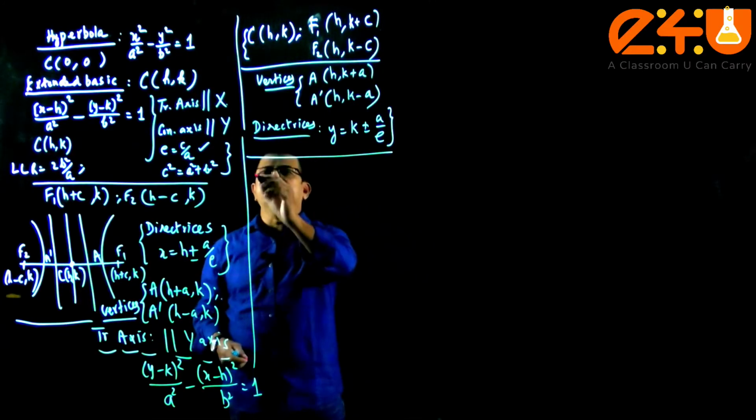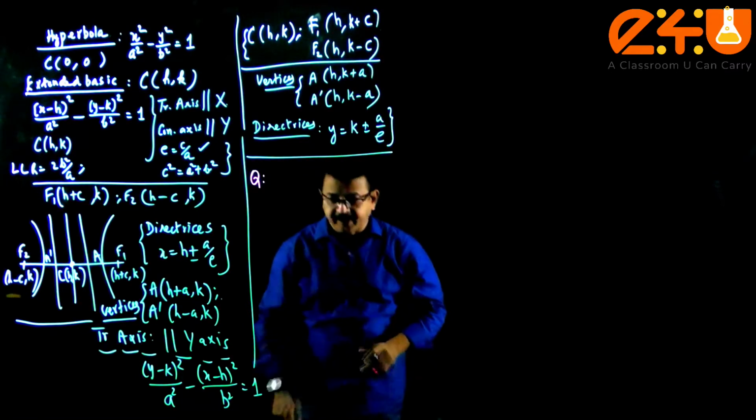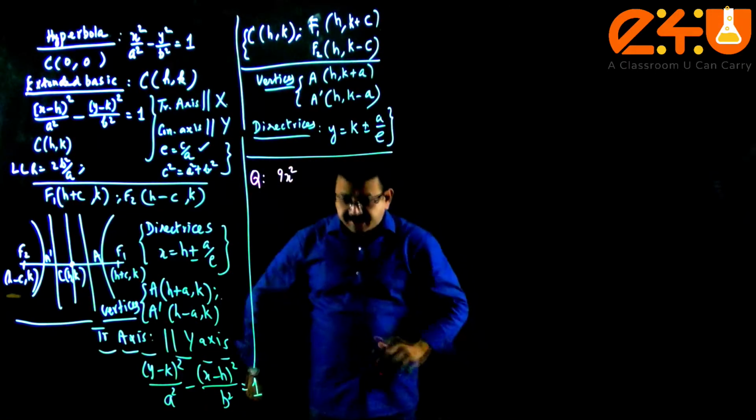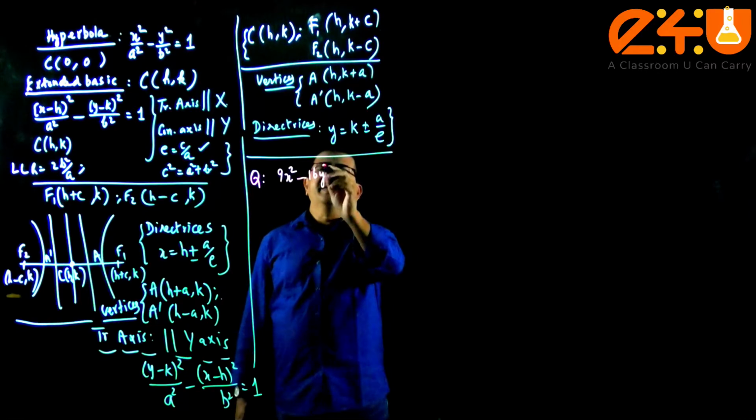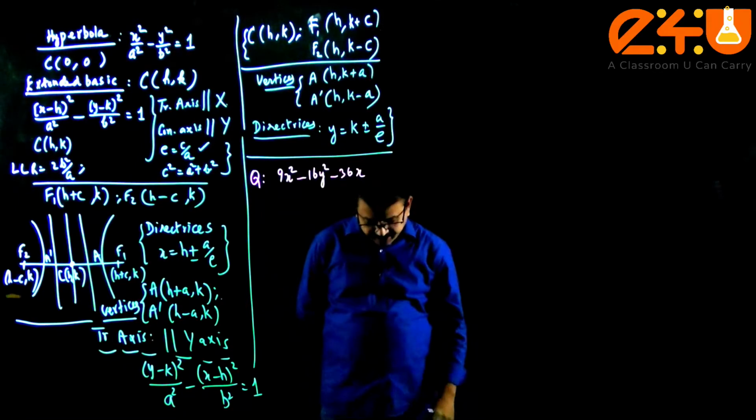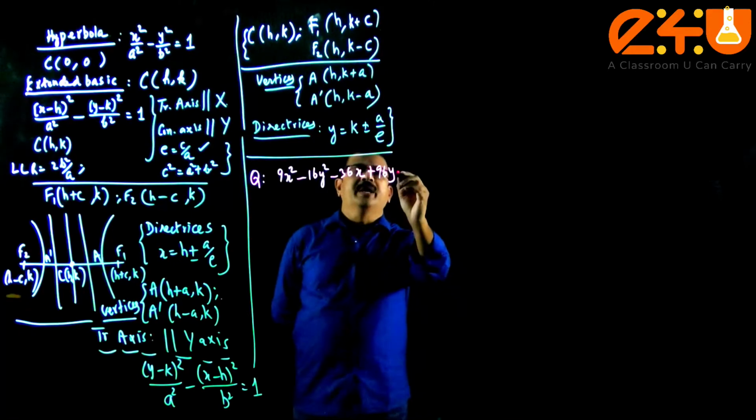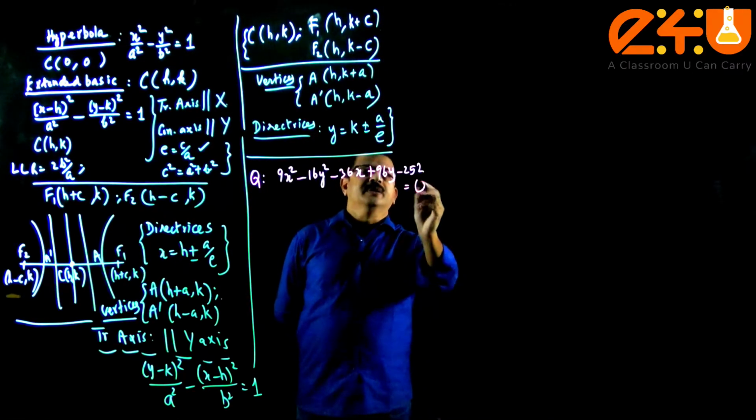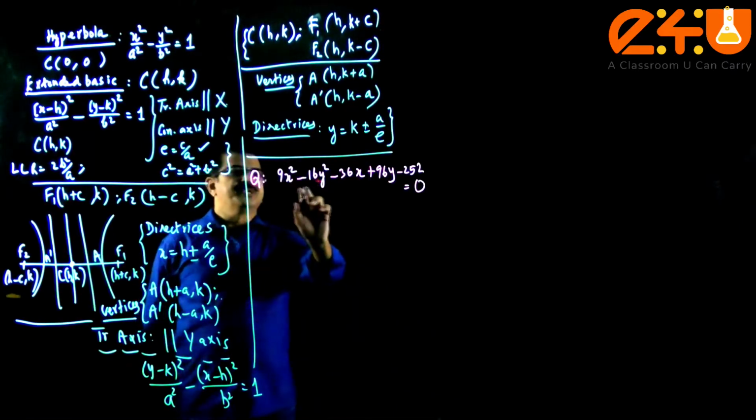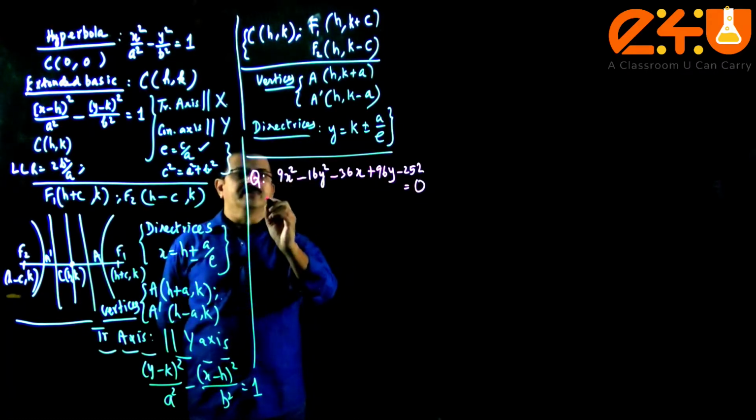Well, let us discuss the geometry part of it by taking up a question. There is an equation of hyperbola given like this: 9x squared minus 16y squared minus 36x plus 96y minus 252 is 0.